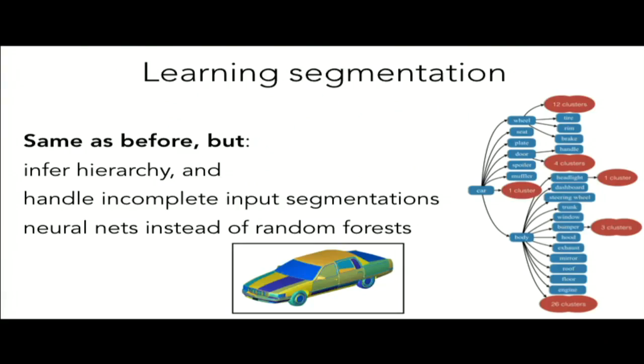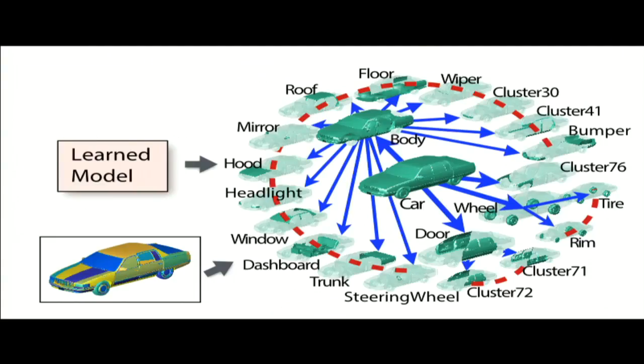Okay, so once we've annotated the data and learned the model, we can essentially do the same learning process to learn how to segment models. We just do some modifications in order to handle the hierarchy and handle noise in the training data that I don't have time to get into. So in the end, given a new model without any annotations or hierarchy, we can infer the hierarchy for it, and we can name all the parts.